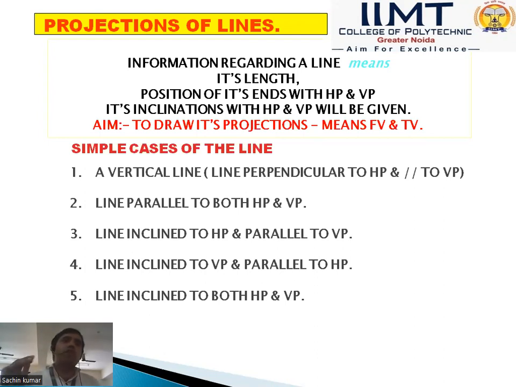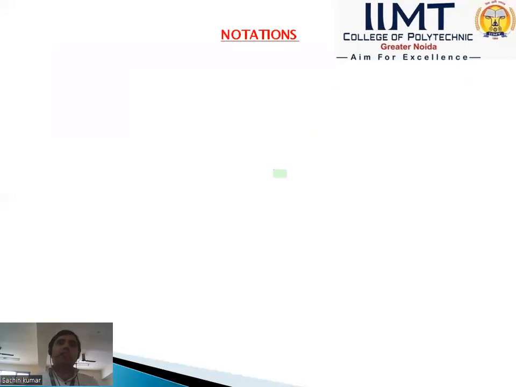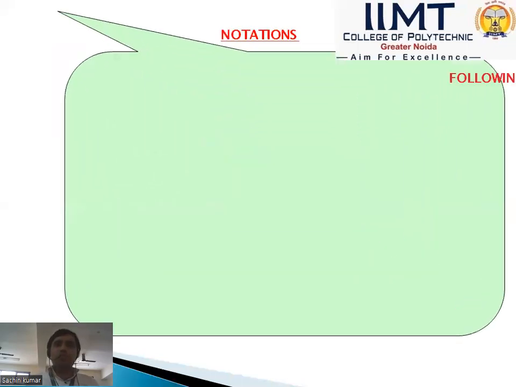So we have discussed these conditions one by one, but the important topic is the line inclined to both the planes. It is a very important and conceptual concept, a line inclined to both the horizontal plane and the vertical plane. So simply we have discussed the projection of line.